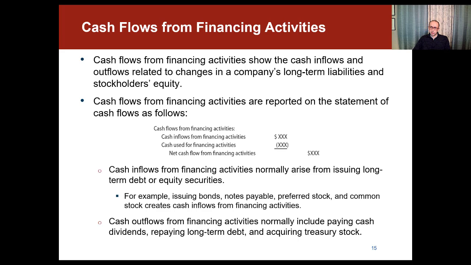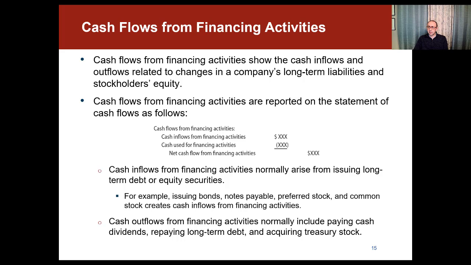Financing activity, which is the last section of the statement of cash flows. The cash flows from financing activities show the cash inflows and outflows related to changes in the company's long-term liabilities and stockholders' equity. Remember, examples for long-term liabilities could be changes in notes payable and changes in bonds. For stockholders' equity, it's any kind of issuance of preferred stock or common stock, or if we're paying dividends, or if we are purchasing treasury stock, all of that would fall under financing activities.